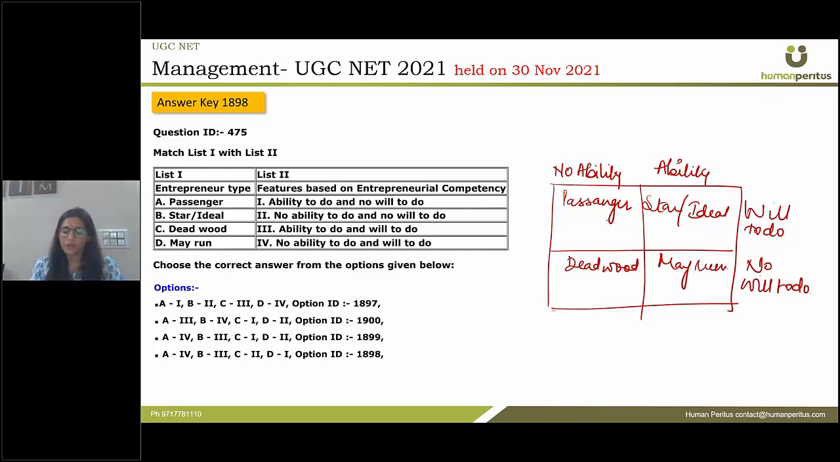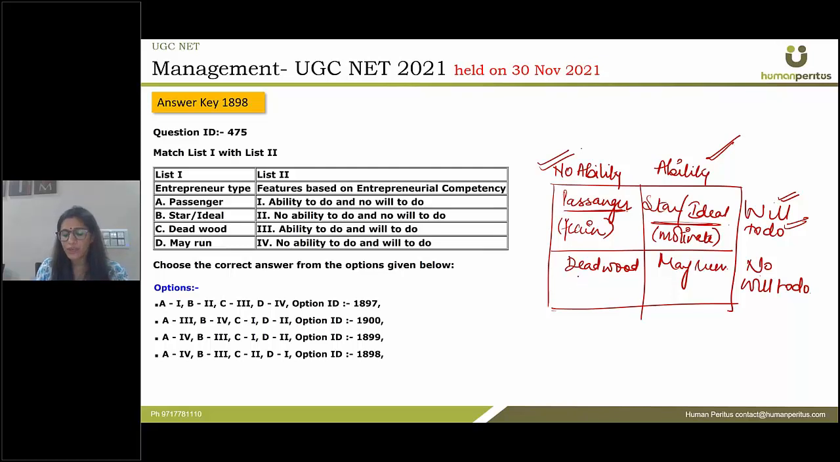See, now the passenger ones are the kind of entrepreneurs who do not have the ability, but they have the will to do the work. These kind of entrepreneurs need to be trained by the organization. They need training. Next one are the star or the ideal. They have the ability also and the will also to do. So they are called the star or the ideal kind of entrepreneurs. The organizations try to further motivate them so that they perform much better ahead.